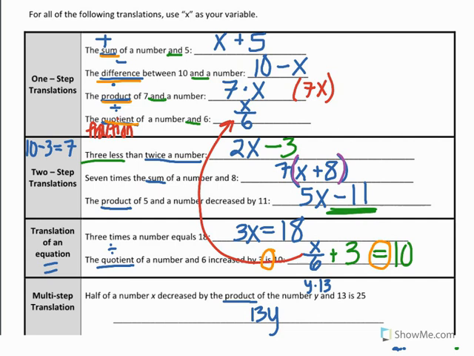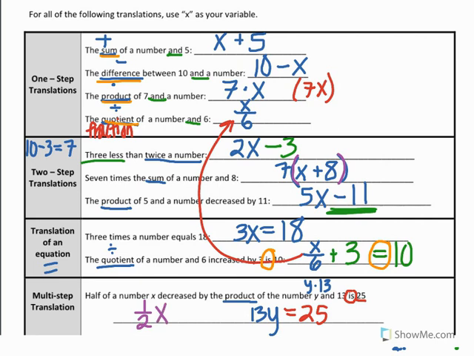Then let's take a look. The next part is 25. Well, that's going to be our equals 25. That's not too tricky. The tricky part comes at the very beginning of this. So let's take a look at this. Half of a number x decreased by. So half a number x, we're going to take 1/2 of the number x.